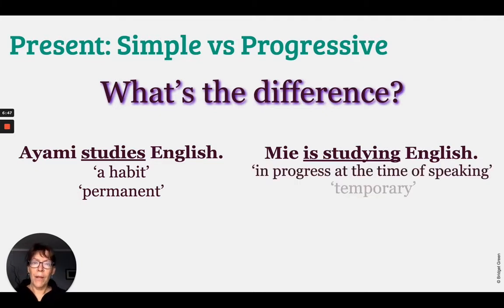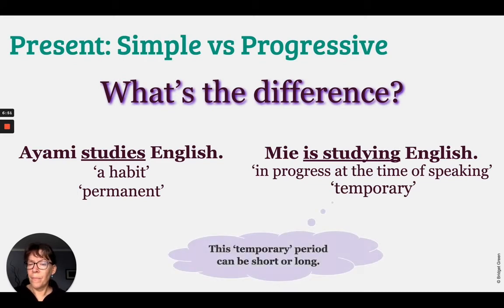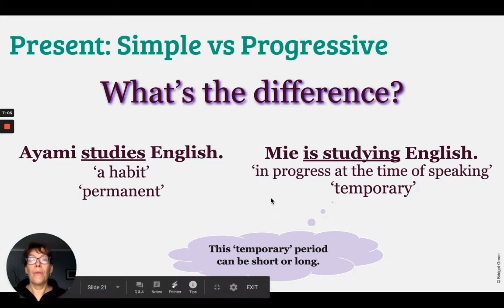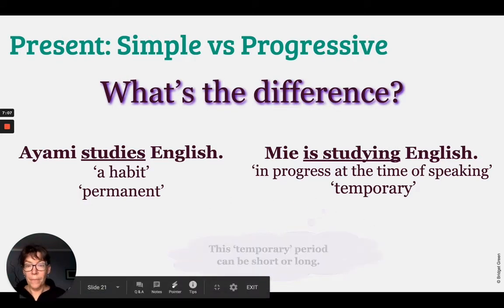Okay? The progressive verb is happening now, but also it's kind of temporary. And the temporary period can be really short or long. Maybe she's studying English and has been studying English for 4 years. We still use that progressive tense, right?